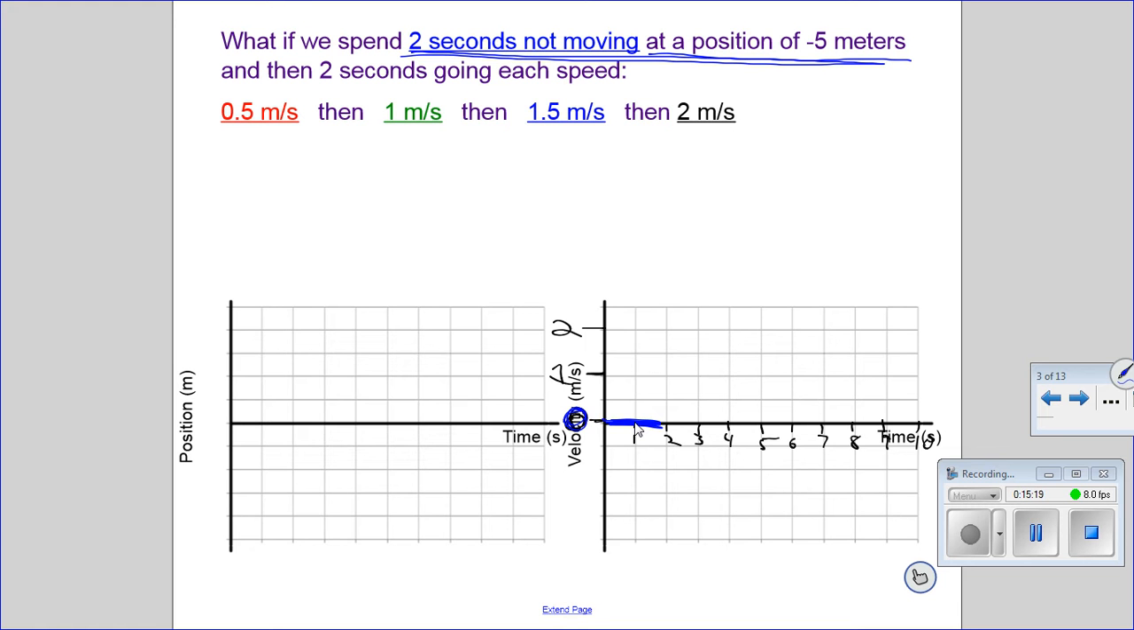Cool? All right, then I'm going to spend 2 seconds going 0.5 meters per second. Well, here's 0.5, and I want to spend 2 seconds doing that, right? Questions or no? About why I drew that like that? This is just showing that for the next 2 seconds, my velocity is 0.5, right? And then for the next 2 seconds, we're at 1.